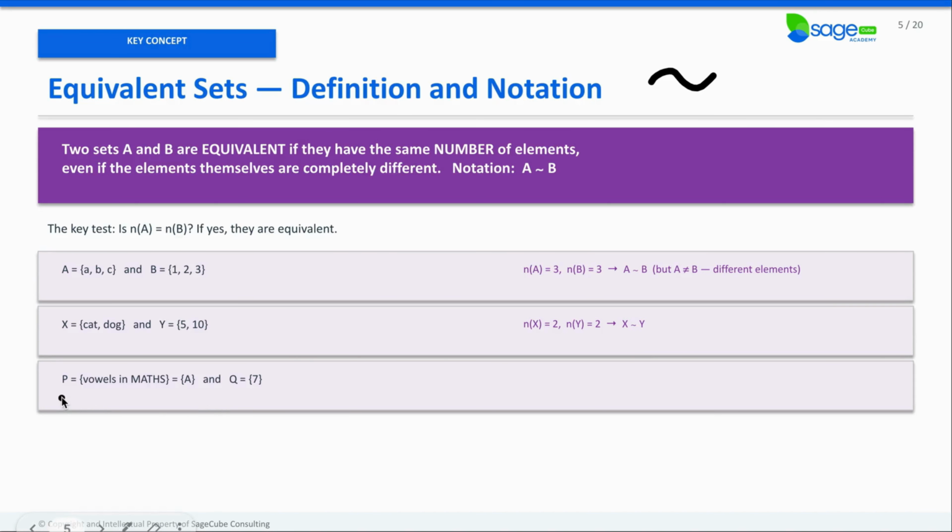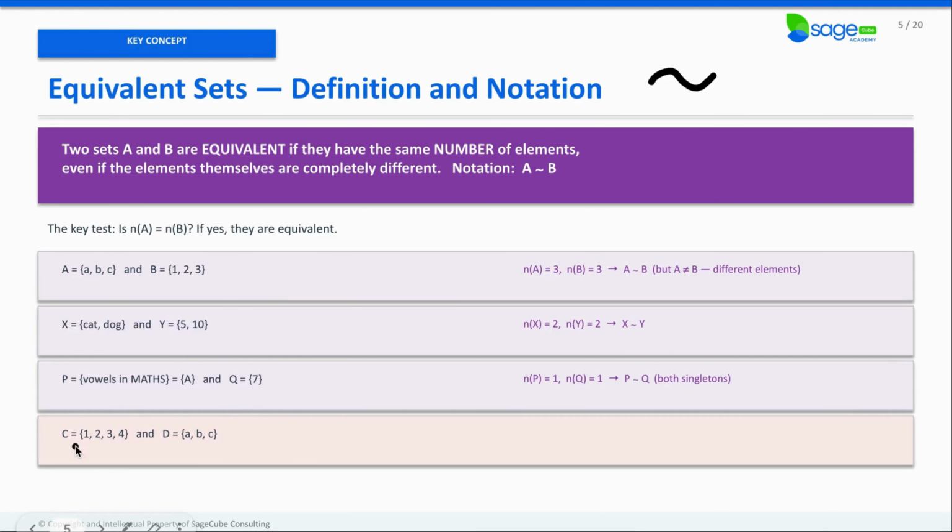Let's try the third one. So P equals vowels in math. What is the vowel in math? Just A. This is not mathematics, just looking at maths. So {a}. Then our set Q is {7}. So number of elements here is 1. Number of elements here, 1. What type of set is this? They both have just one element. That's a singleton set. So they are both singleton sets, and for that, they are equivalent.